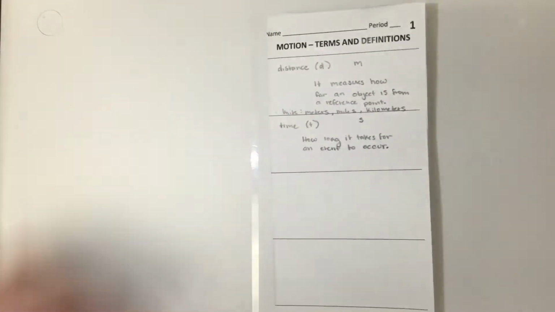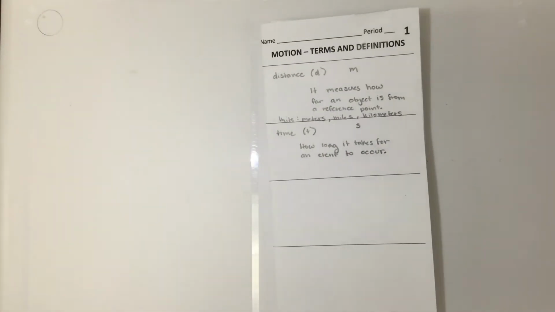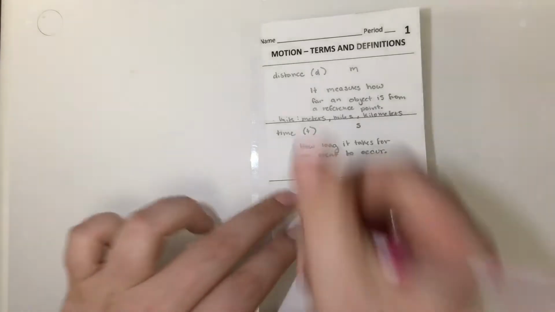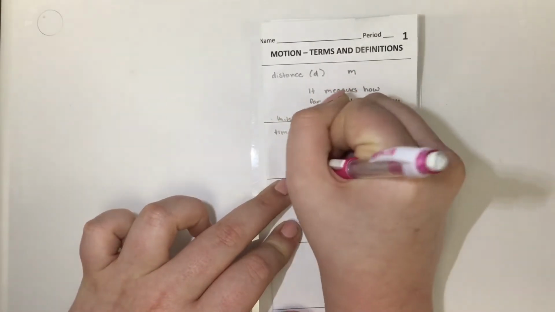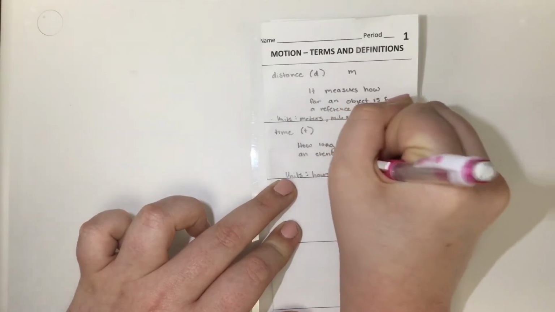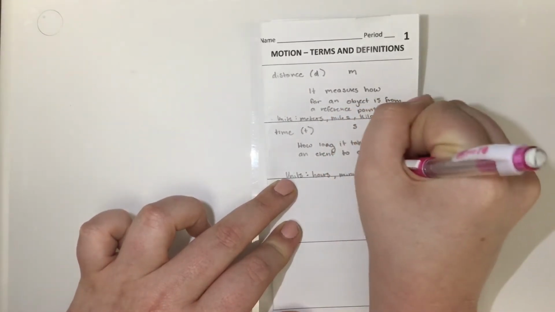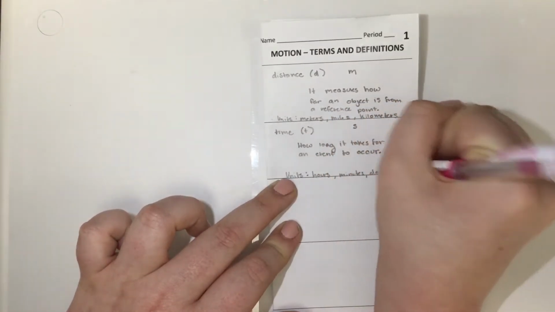So we could talk about, maybe you have a doctor's appointment in 1 week. That's a length of time. You have to be at school in 1 hour. That's another length of time. So different units we could use are hours, minutes, days, or years.